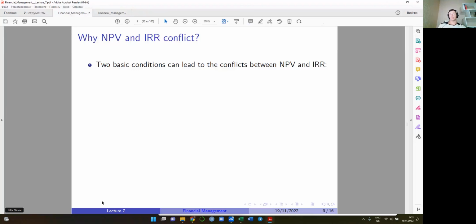Well, there are two basic conditions that can lead to the conflict between NPV and IRR. So the first condition is difference in the project sizes. One project is large, another project is small. You have different investments, and it is natural to think that a large project must have large NPV, but probably it will have lower profitability in terms of internal rate of return. And they would lead to the contradiction.